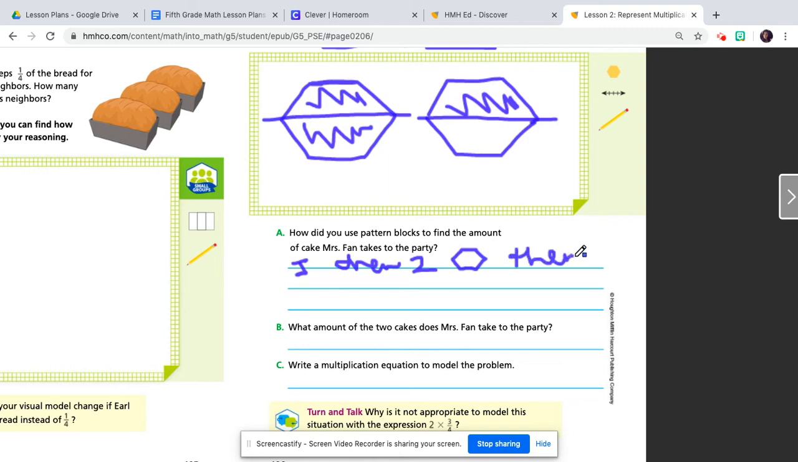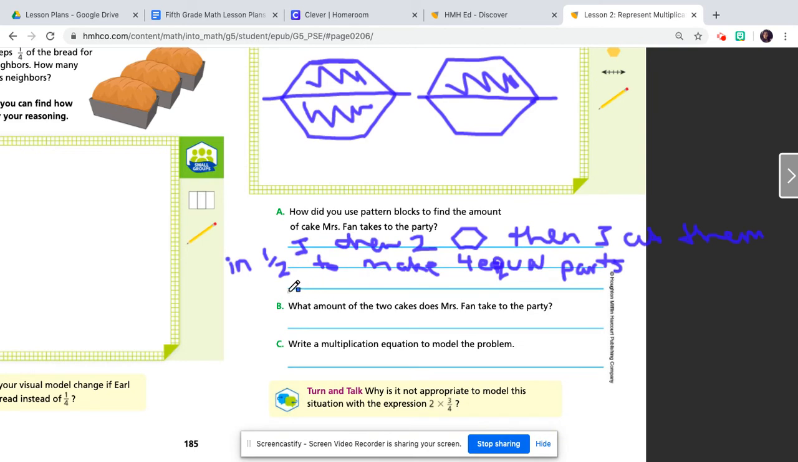Then I cut them in half. And I did that because I wanted to make 4 equal parts, or 4 equal groups. Sorry, 4 equal parts. Okay. And then finally I went and I shaded in 3. And I shaded in 3.